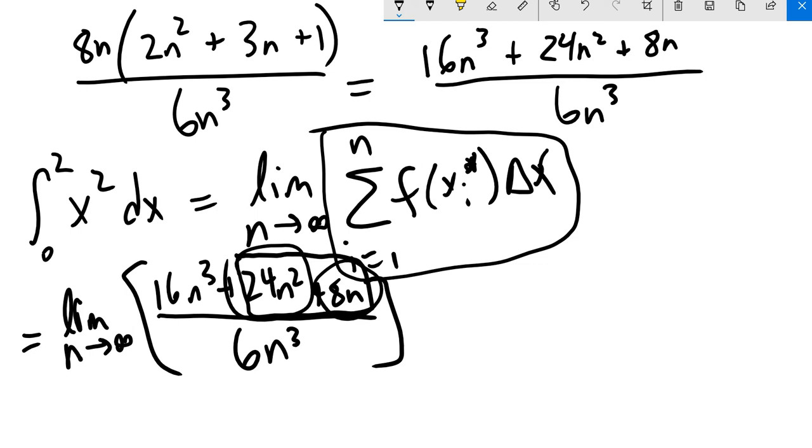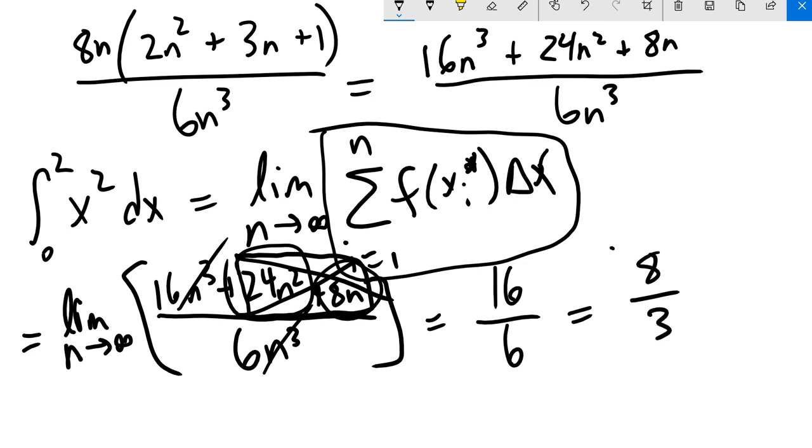Again, I'm not going to prove L'Hopital's rule, but what I'm going to tell you is these terms go away, because those are nothing in comparison to a cubic term. So we're essentially left with the limit as n goes to infinity of 16n cubed over 6n cubed. Well, if that's the case, the n cubes are going to cancel and we're left with 16 over 6 as our limit, which is equal to 8 over 3. So our final answer for the area under that curve from 0 to 2 is 8 divided by 3, or another way to say that would be 2 2/3.